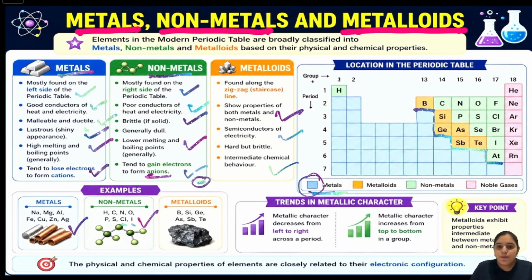Noble gases are present in group 18. So this is noble gas group 18. Noble gases are present in group 18 on the extreme right. So these are noble gases.